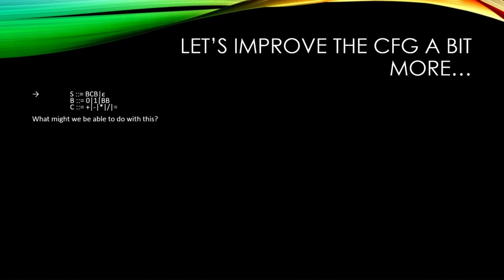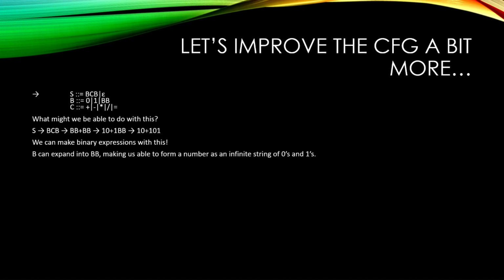Let's see, what might we be able to do with this? So if we have BCB, what's an example of what we might be able to create? Do you want to post in the chat? Or I'll just reveal. So we can make things like binary expressions, for example, 10 plus 101. So B can expand into BB, making us able to form a binary number as an infinite string of zeros and ones.